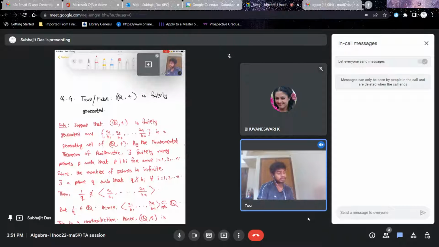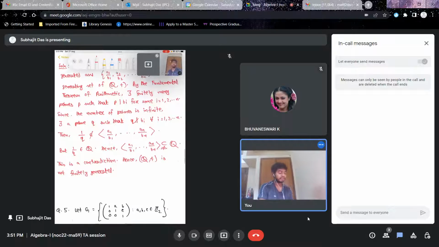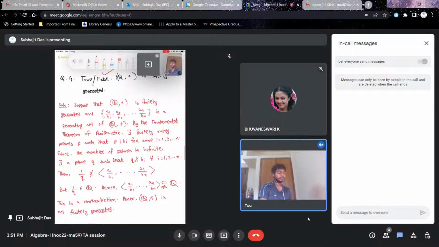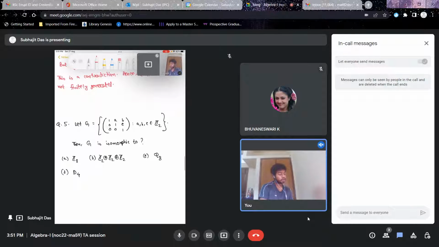So this is clearly false. The statement that Q under addition is finitely generated is certainly false, and that finishes the proof. That finishes this question. So let us move on to the next one.